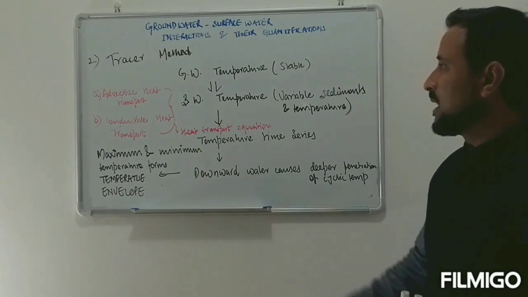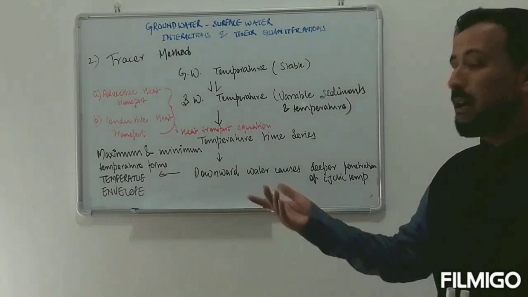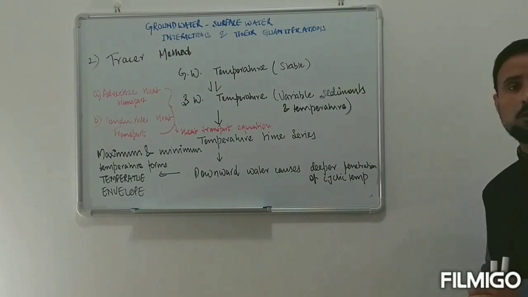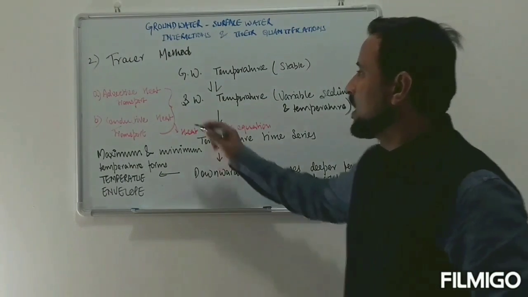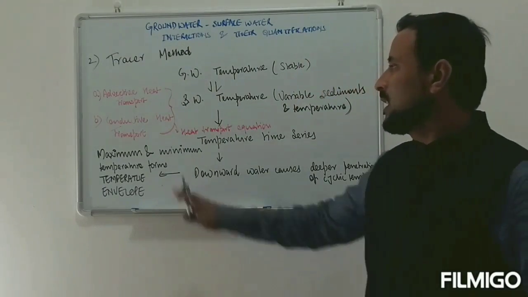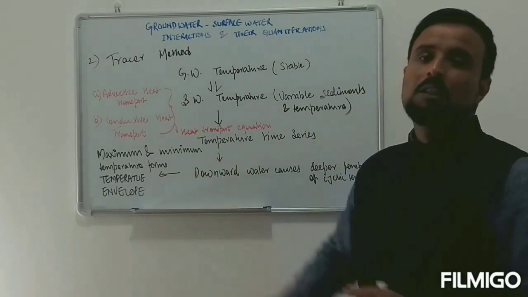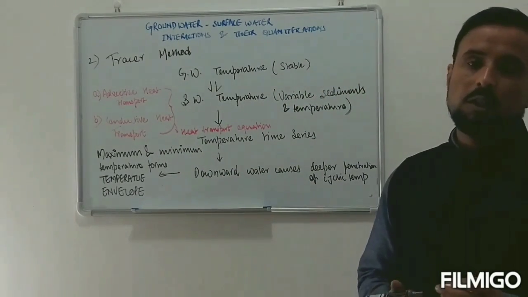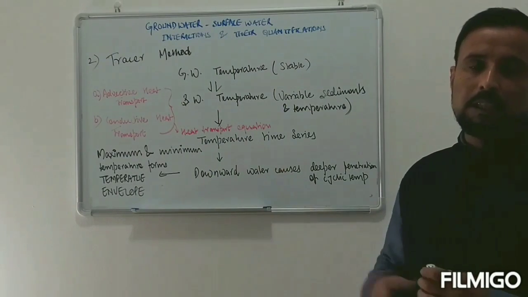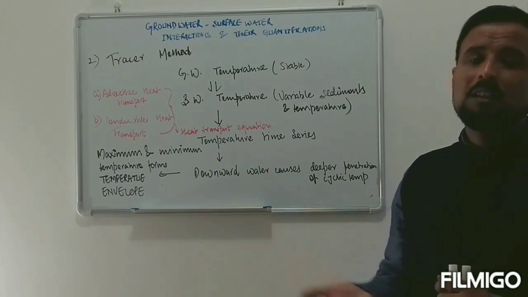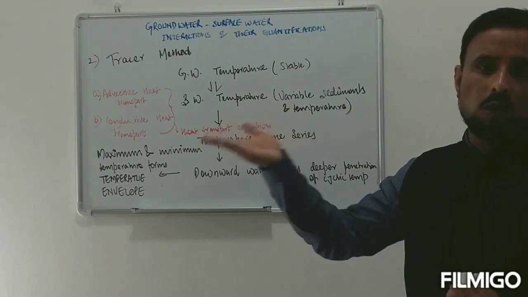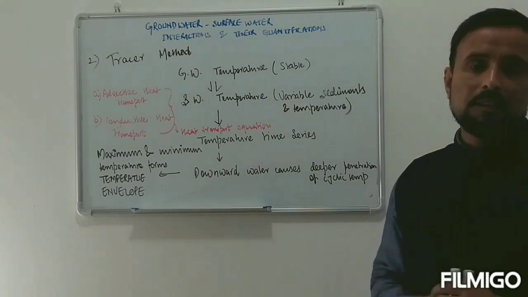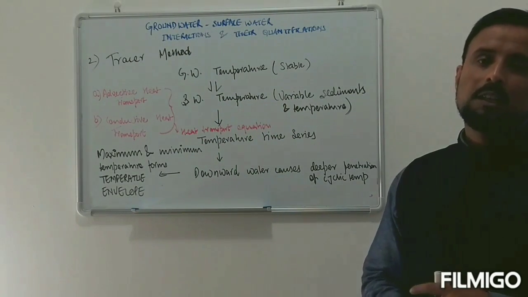This temperature envelope can be measured by certain heat transport equations. These heat transport equations cover advective heat transport and convective heat transport of the different layers, the groundwater layer and the surface water layer. So this method basically measures the difference between the two layer temperatures, the groundwater layer temperature as well as the surface water layer temperature.